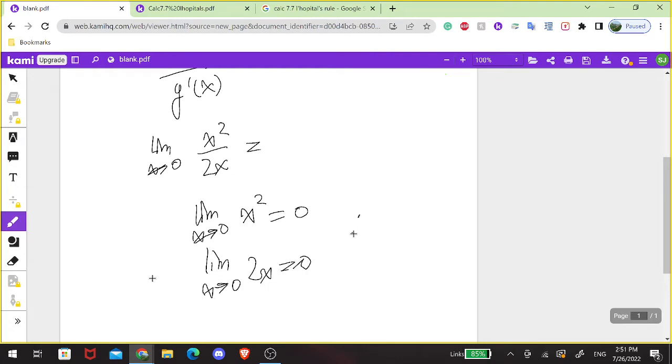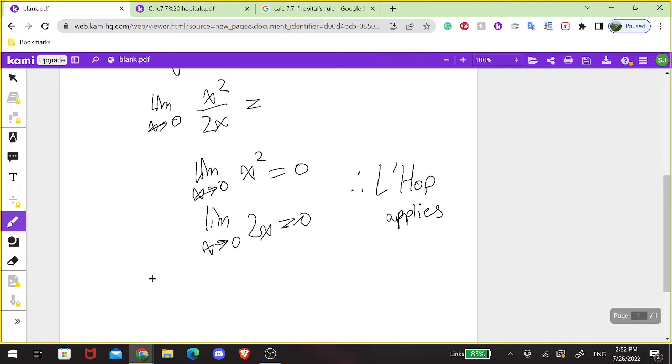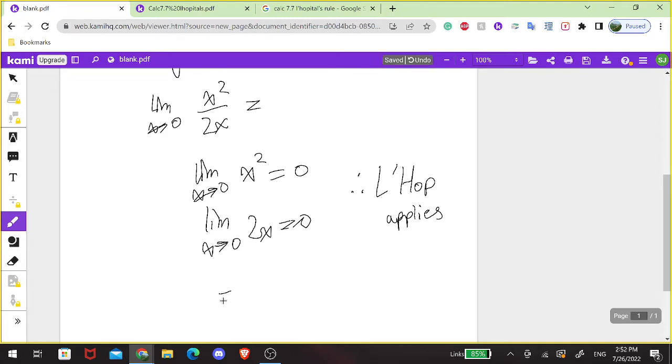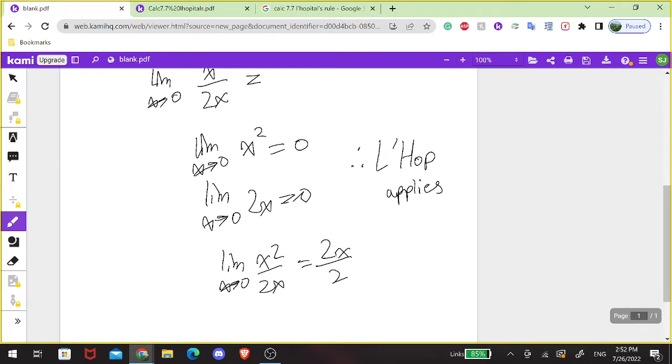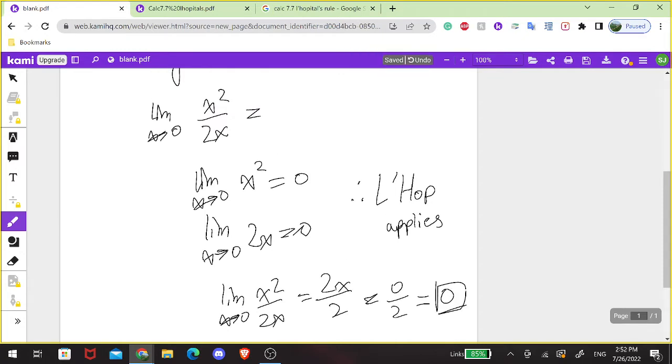And then you write, hence, L'Hopital's rule. It's a rule, not a principle. LHOP applies. And then you can write the derivative of the upper part, x squared is 2x, and you can write limit as x approaches 0 of x squared over 2x. The derivative of the top will be 2x, the derivative of the bottom will be 2, you plug in 0, and then 2 times 0 is 0, 0 over 2 equals 0, and that's your final answer. Limit as x approaches 0 of x squared over 2x is 0.